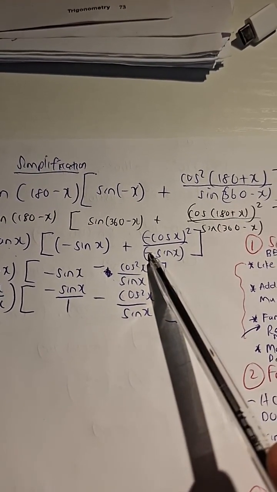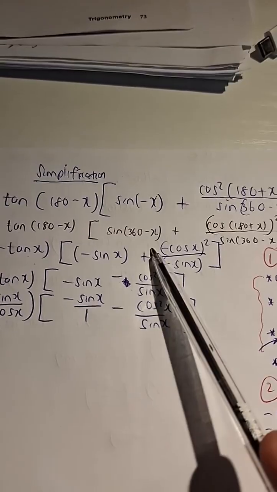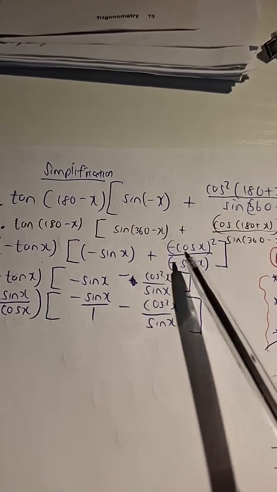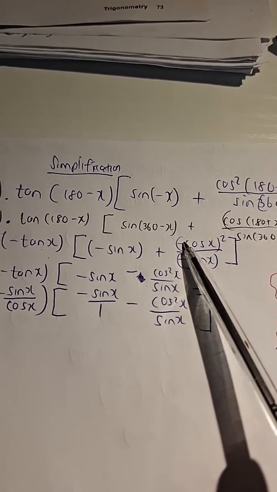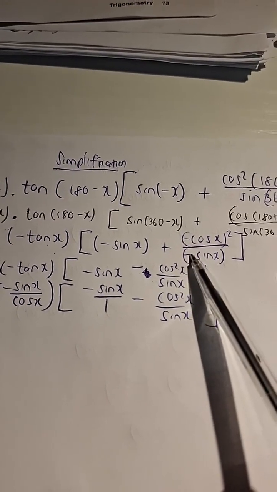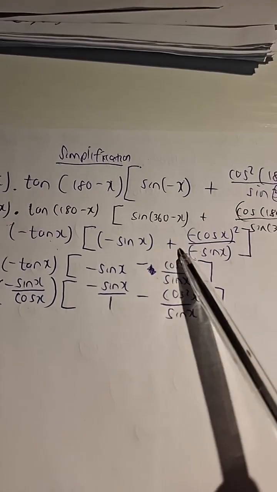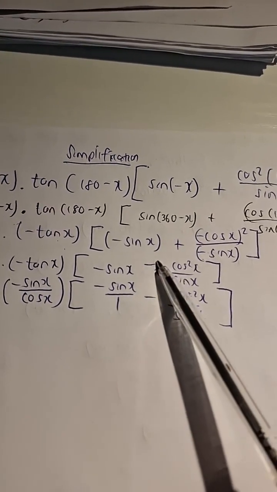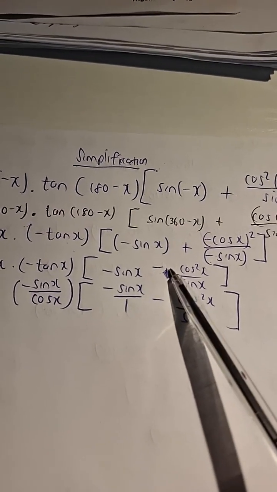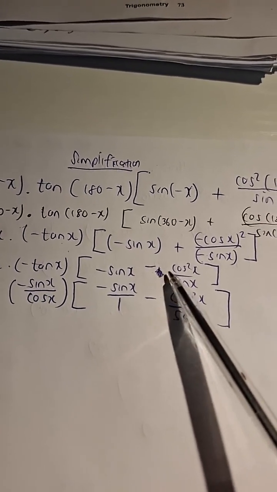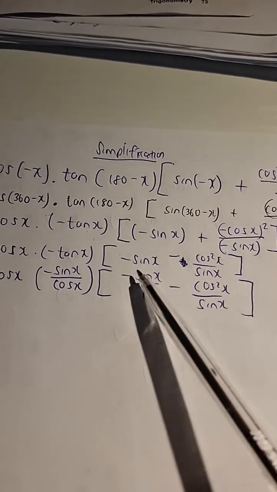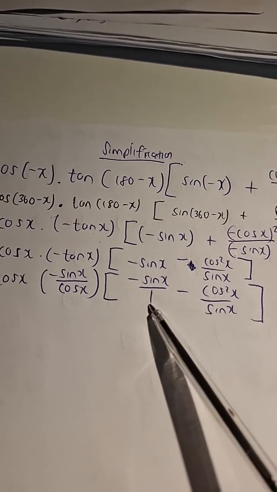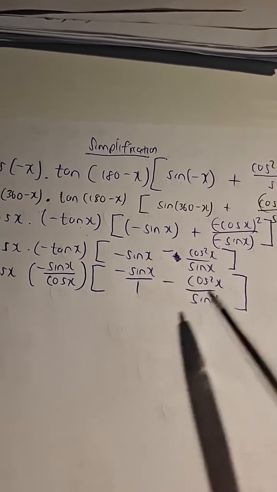But then this negative sine x times this positive, remember two signs next to each other, this one has already been sorted because the square is applied to the negative sign, it becomes positive. But this negative sign in the denominator gets multiplied with this positive sign, it makes this positive sign negative. Okay, those are marks, guys. Those are marks that you get because it's important, right? Now what you have inside the bracket is negative sine x over 1 minus cos squared x over sine x.